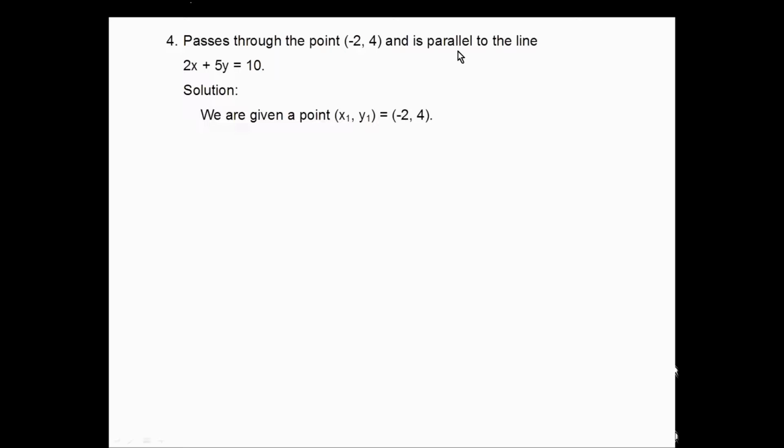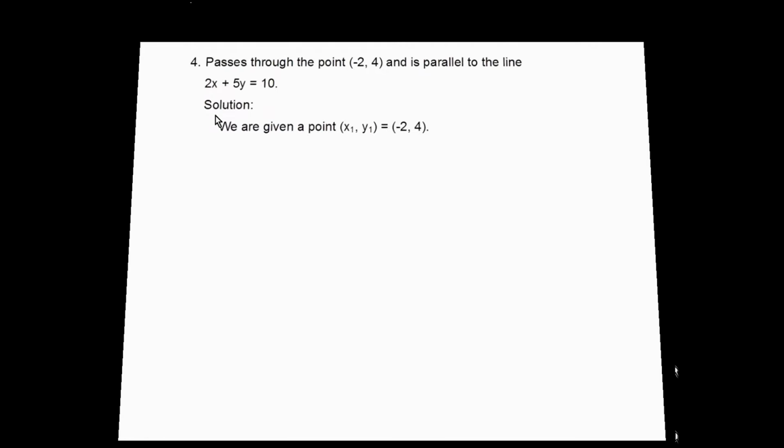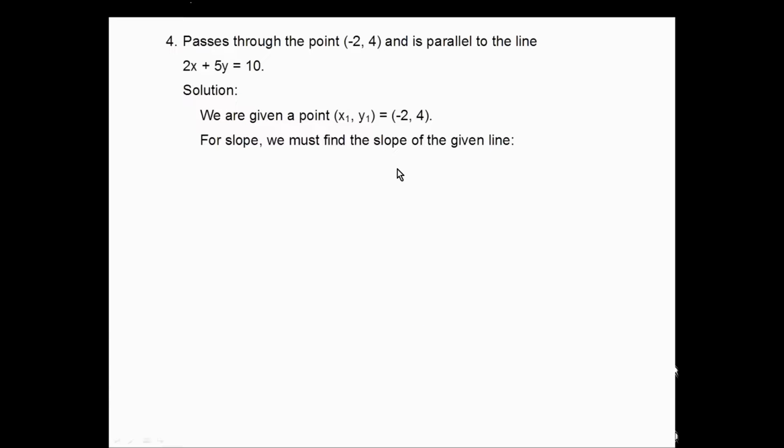Okay, now remember, parallel and perpendicular are making statements about slope. To be parallel to this line, it has to have the same slope as that line. So we must find the slope of the given line. We have to find the slope of 2x plus 5y equals 10. What does that mean? Solve its equation for y.